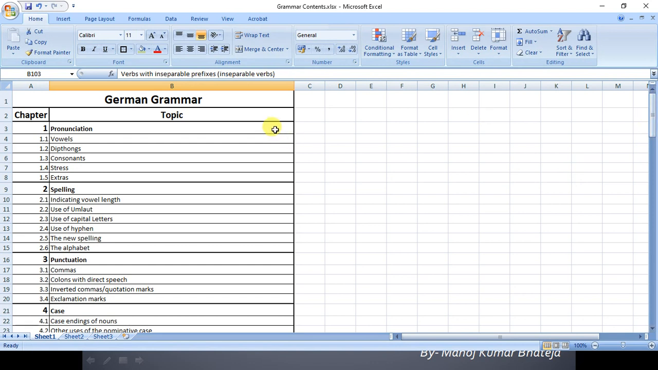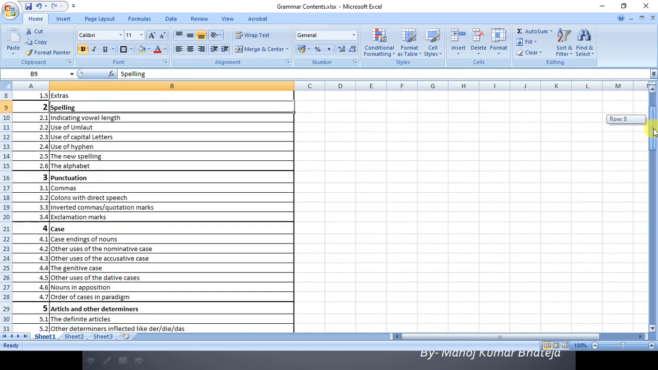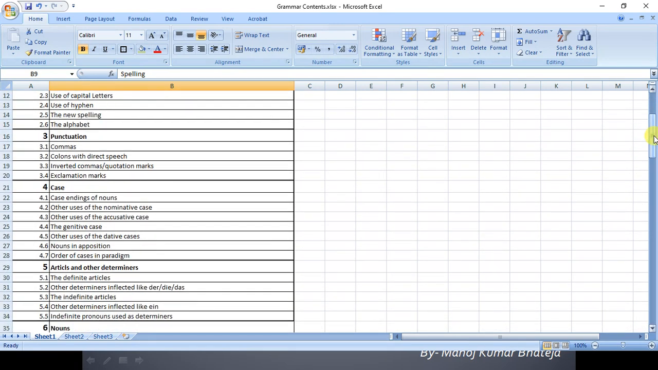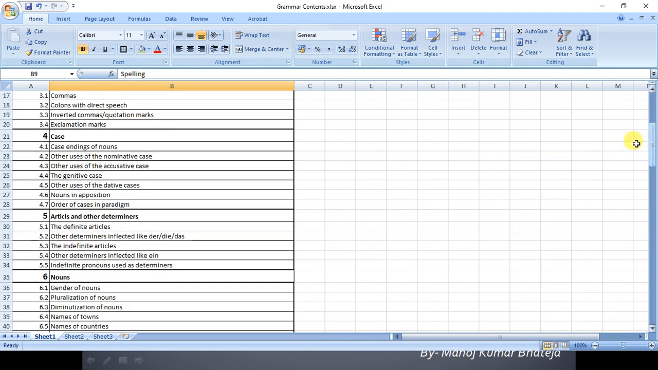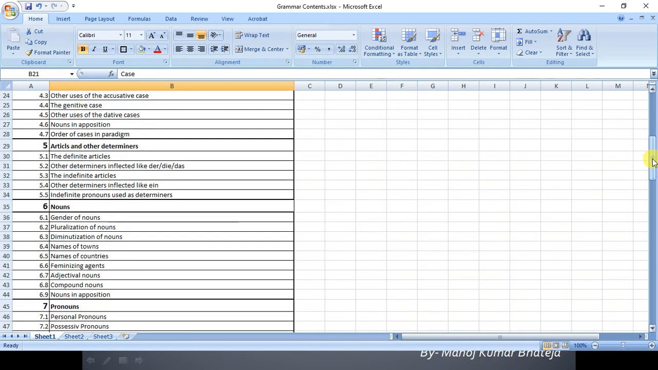I'm starting with the pronunciation. Then I'm going to come to spellings, indicating vowel lengths, use of umlauts, capital letters, small letters, hyphen, and so on. Then punctuation. Then the cases, the grammar concept we basically focus on: case endings of nouns, nominative, accusative, dative cases, and so on. Then the next is going to be the articles and the determiners.